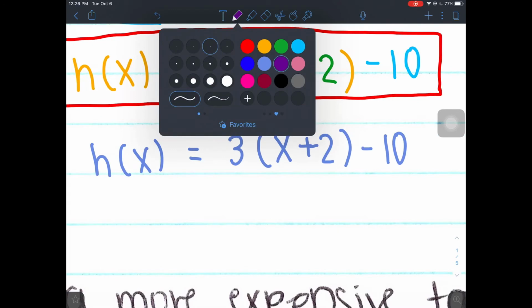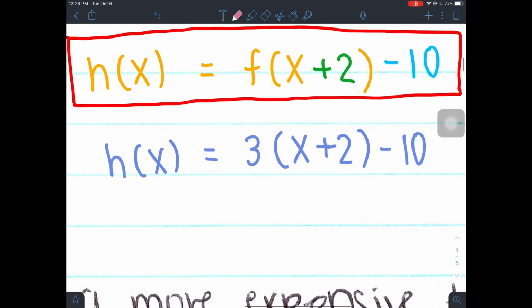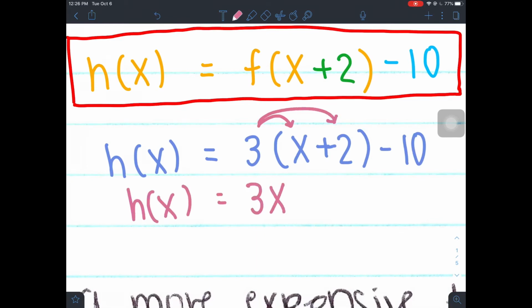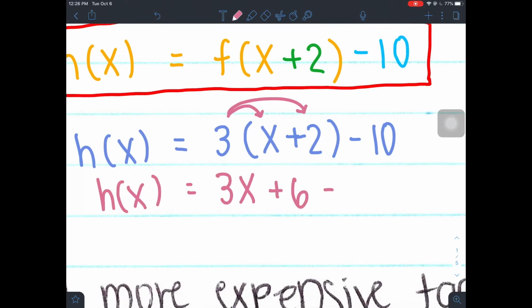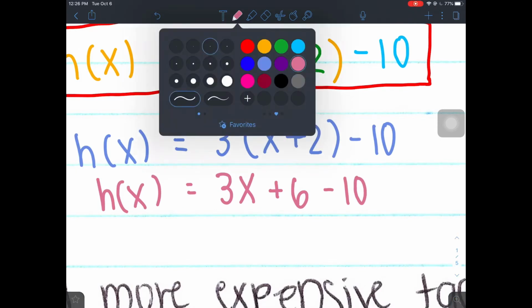All right, now I have to simplify this down. So the first thing I would do is I'm going to distribute 3 times x. So I have h of x equals 3 times x is going to give me 3x. 3 times 2 is going to give me positive 6. And then I just have the minus 10 on the back. Now, the 3 doesn't get distributed to that because it wasn't inside the parentheses.